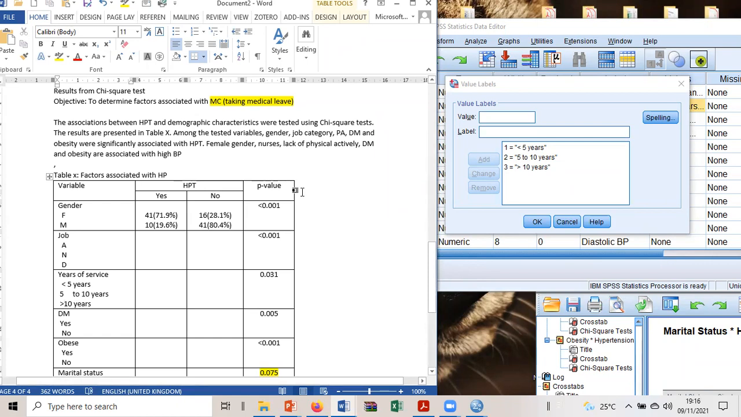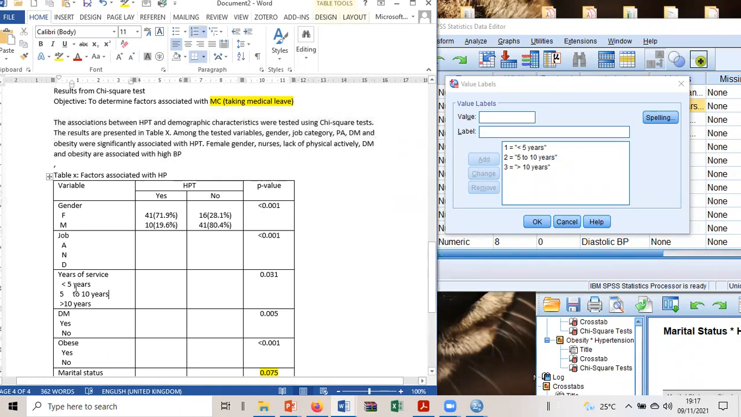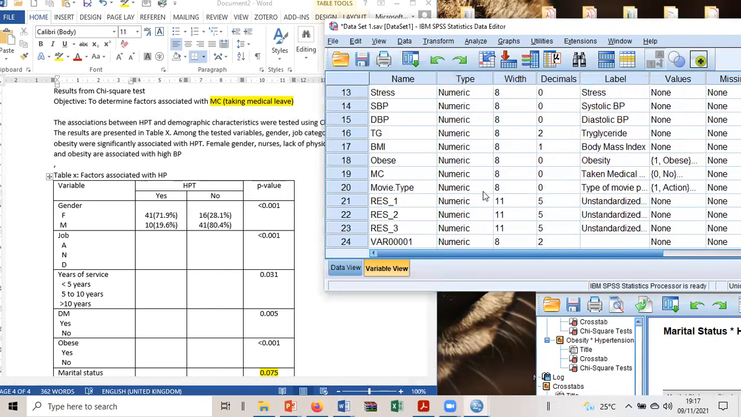Okay, once you've done this, I do this part. I will change physical activity to years of service. MC is taking medical leave. That is defined. So that's the variable, MC, taking medical leave.